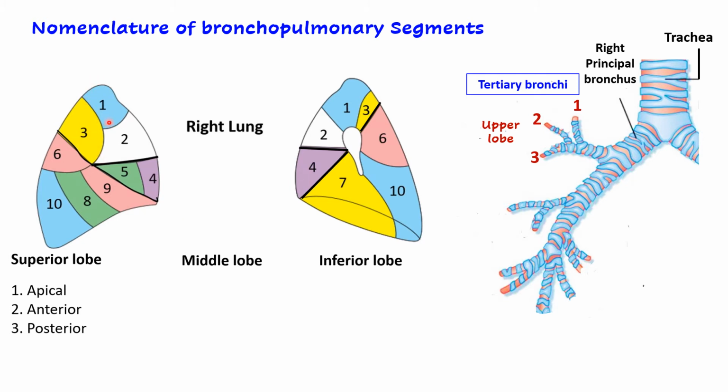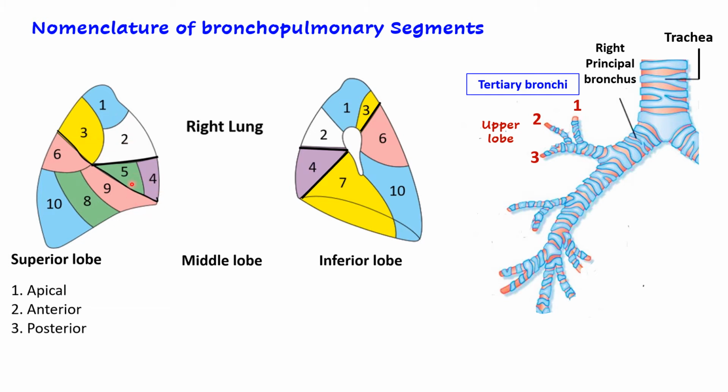The first one, which is near the apex of the lung, and that's why this is known as the apical bronchopulmonary segment. Second one you can see here, this is the anterior border of the lung. Here also you can see that. So second is the anterior bronchopulmonary segment and number 3 is the posterior bronchopulmonary segment. So the superior or upper lobe has got 3 bronchopulmonary segments and they are apical, anterior and posterior.